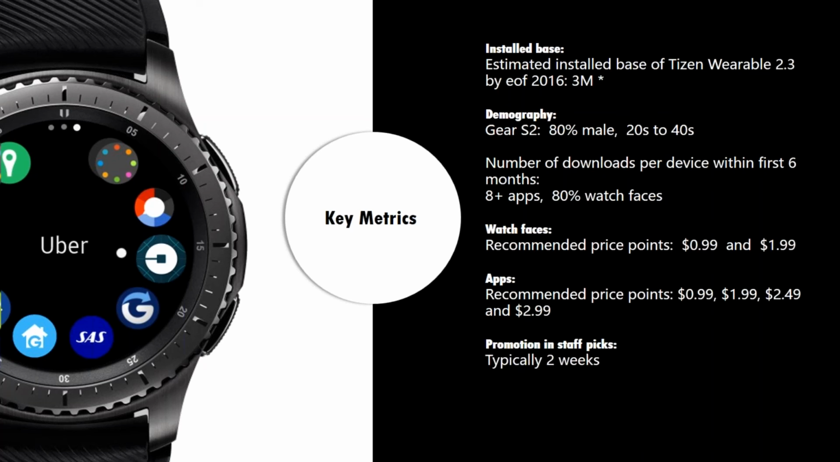Promotion. We promote content in the StatPix. When you launch Gear Manager, it will take you to the Galaxy App Store. You will see content promoted in the StatPix, and you'll see banners. That content is typically highlighted there 2 to 4 weeks, and we are always looking for new content.